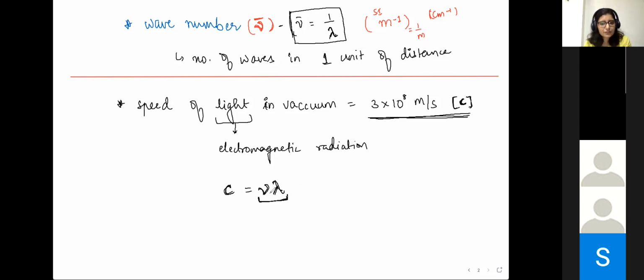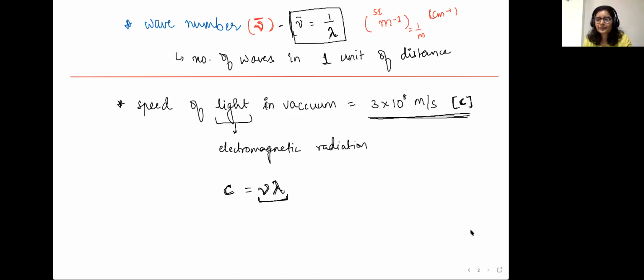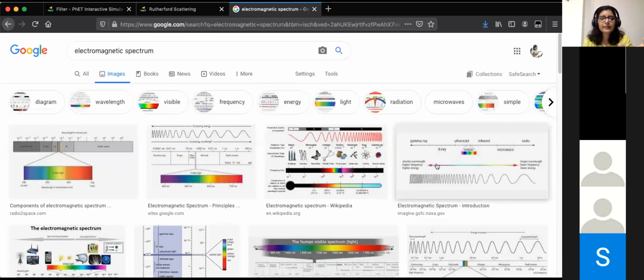So based on how the frequency is changing, electromagnetic radiation is of different forms. So you call that the electromagnetic spectrum. Spectrum meaning it's like a whole range of things. So you can see over here.